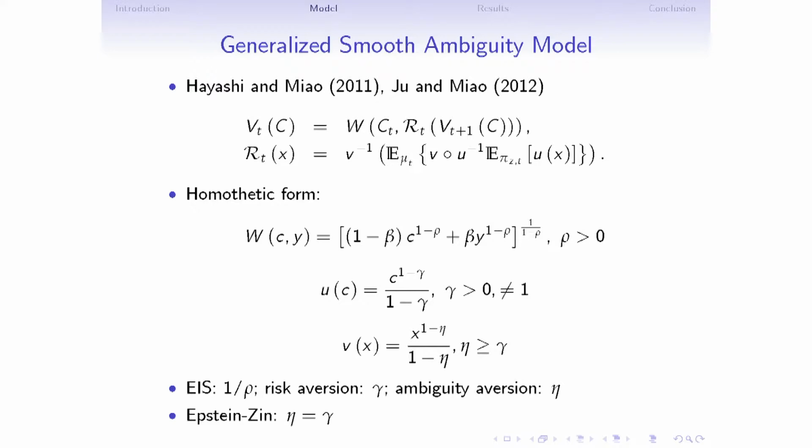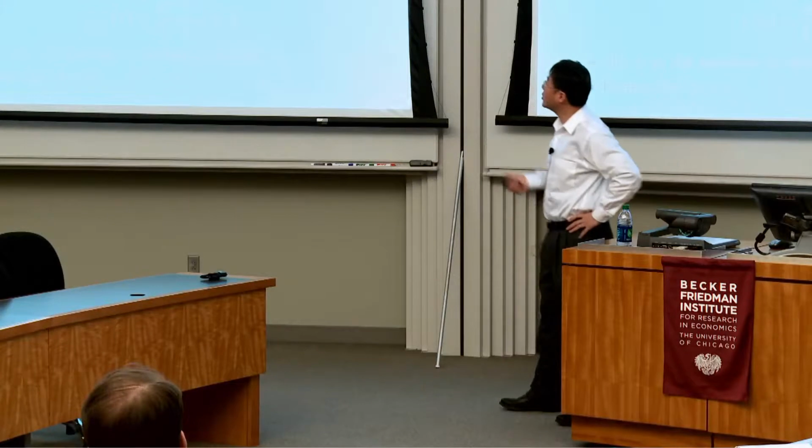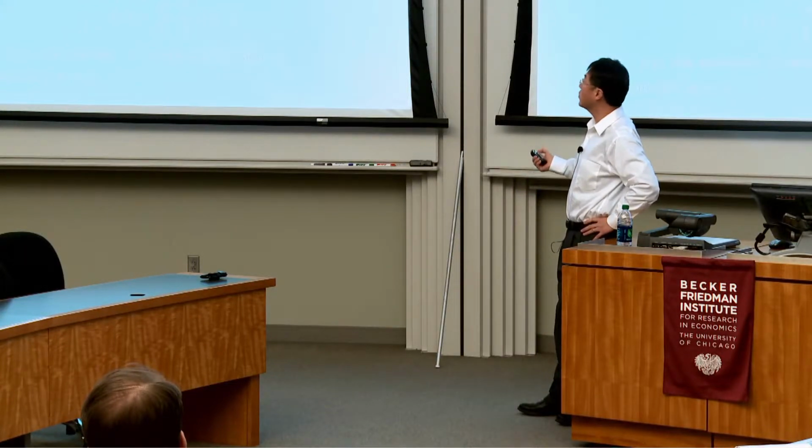If they are equal, that's the Epstein Zing utility. You can reduce these two expectation operators, this is the identity function, and you can reduce the distribution together. That's the Epstein Zing utility. Okay, it's a special case. Of course, the multiplier model is also a special case. If you drive the ambiguity aversion to infinity, you're going to get this minimum here. That's also the Epstein and Schneider model, the maxmin model.